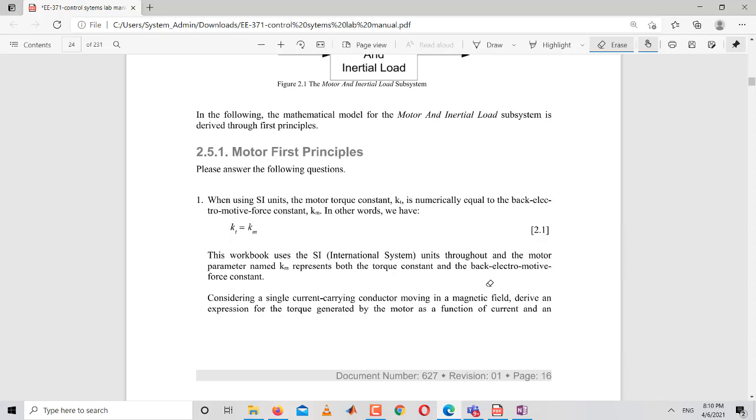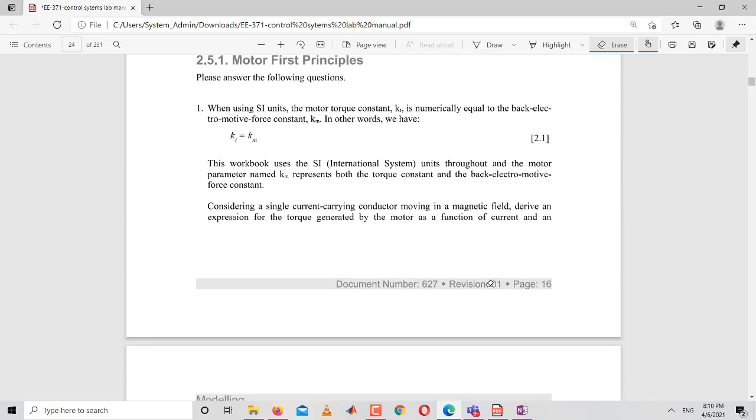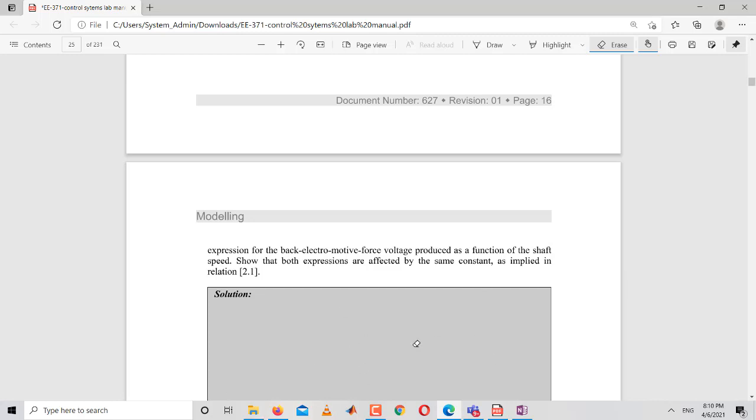Okay. So the first question starts from here, that you have to consider a single current carrying conductor which is moving in a magnetic field, and we have to derive an expression for the torque generated by the motor as a function of current. Let's talk about it first. You have to provide the solution here in this provided space. Okay, I'll try to write on the screen.